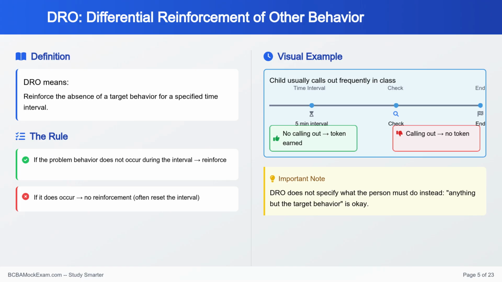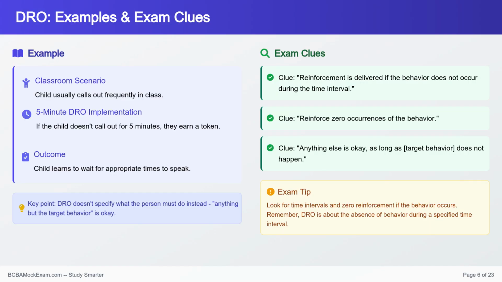DRO is interesting because we reinforce the absence of a target behavior. If the behavior does not occur for a set amount of time, reinforcement comes in. We're not reinforcing a specific replacement, just the absence. Imagine a learner who throws items. In a DRO, if they go 2 minutes without throwing, they get reinforcement. They don't have to do anything special. They just have to not do the problem behavior.